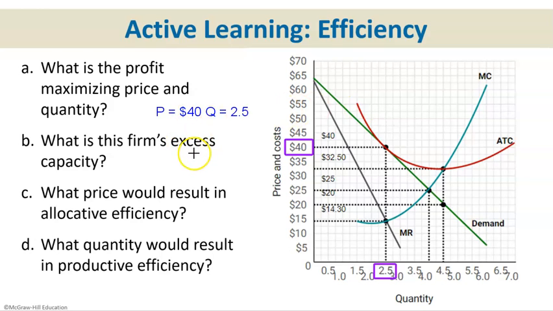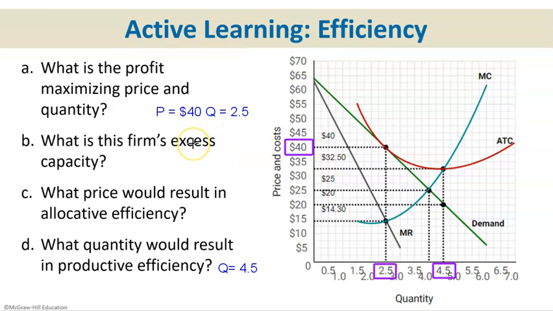Now to find excess capacity. We're going to compare the quantity that they're currently producing at, which is 2.5, to the quantity that would give us productive efficiency. And this is actually what part D is asking us. What's the quantity that would result in productive efficiency? So let's find that first. Remember, productive efficiency is where minimum ATC. So this right here is the minimum ATC. Just move straight down from there, and you'll find the quantity that would result in productive efficiency. So our quantity for productive efficiency is 4.5.